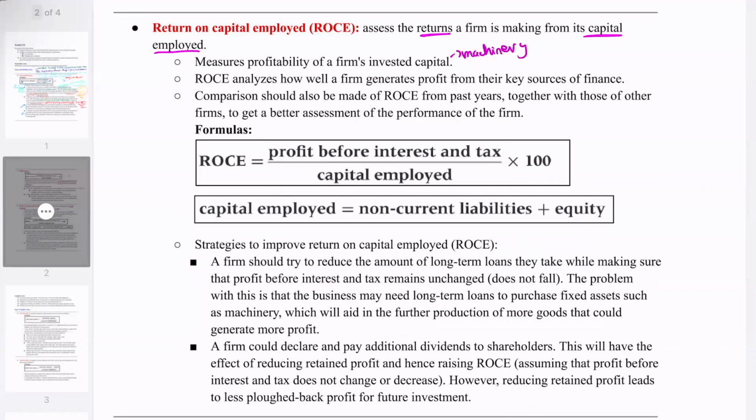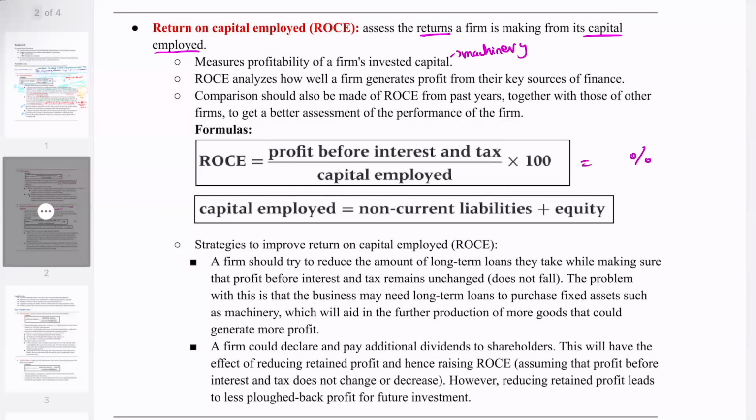ROCE analyzes how well a firm generates profits from their key sources of finance. Comparison should also be made of ROCE from past years together with those of other firms to get a better assessment of the firm. We talked about comparison in the beginning, which is a way to use the ratios, analyze them and interpret them. So the formula is ROCE equals profit before interest and tax divided by capital employed times 100. Again, keep in mind it's in percentage.